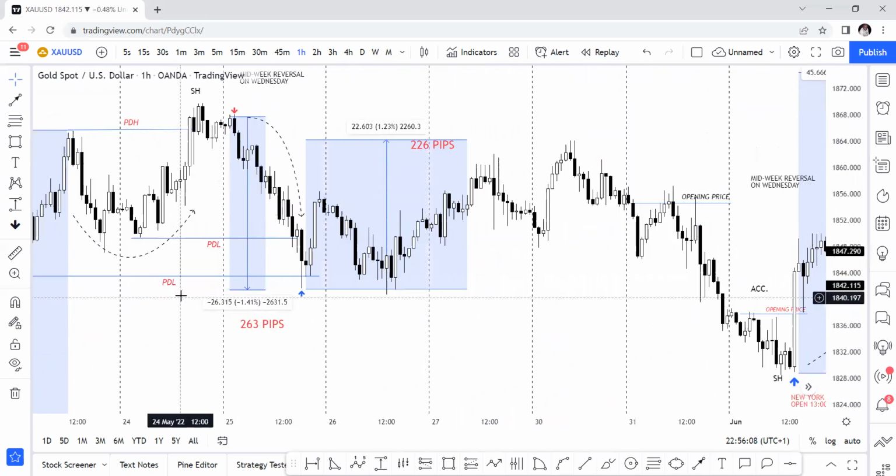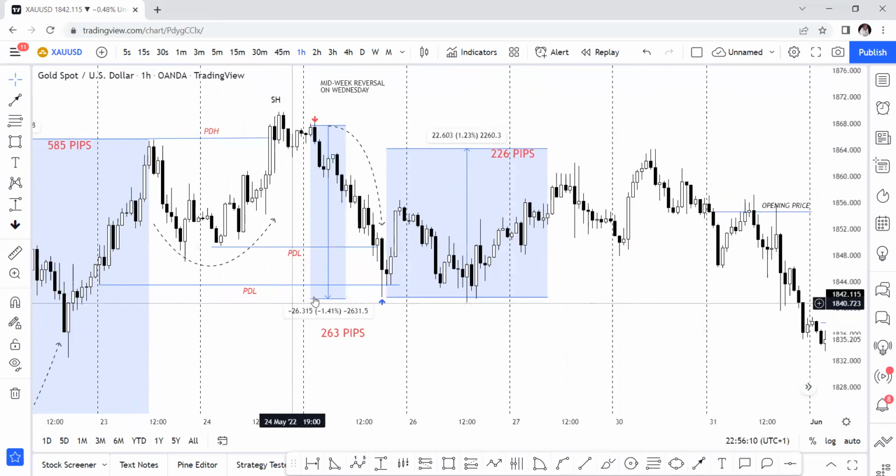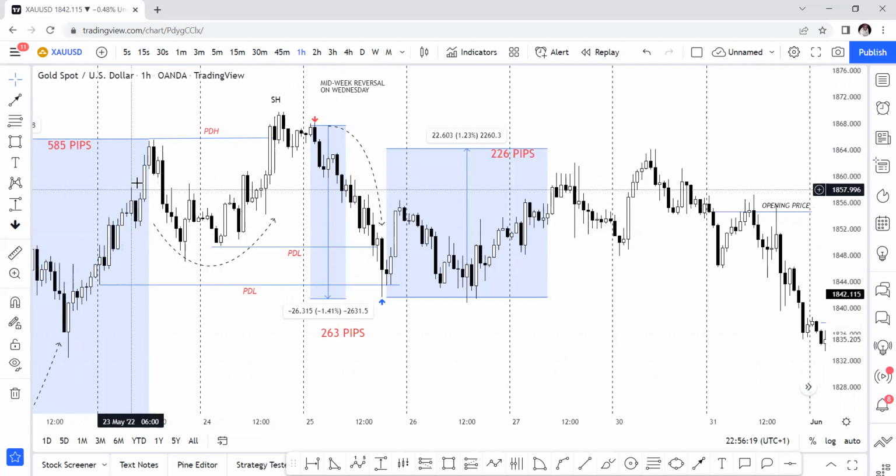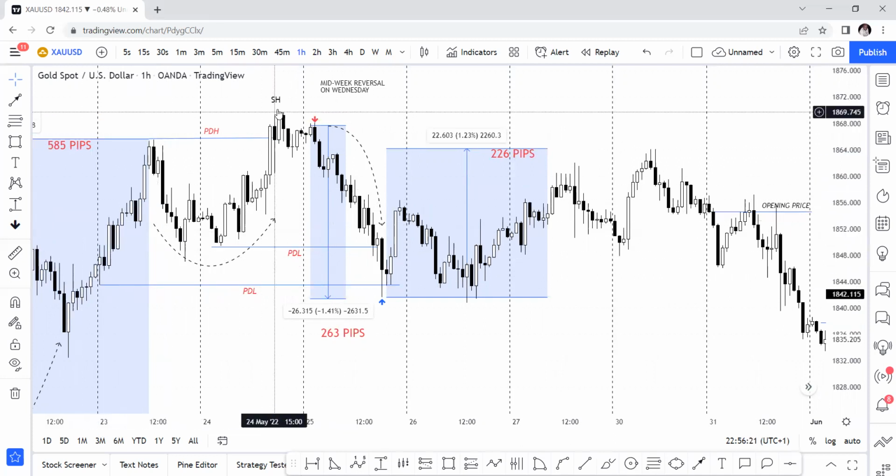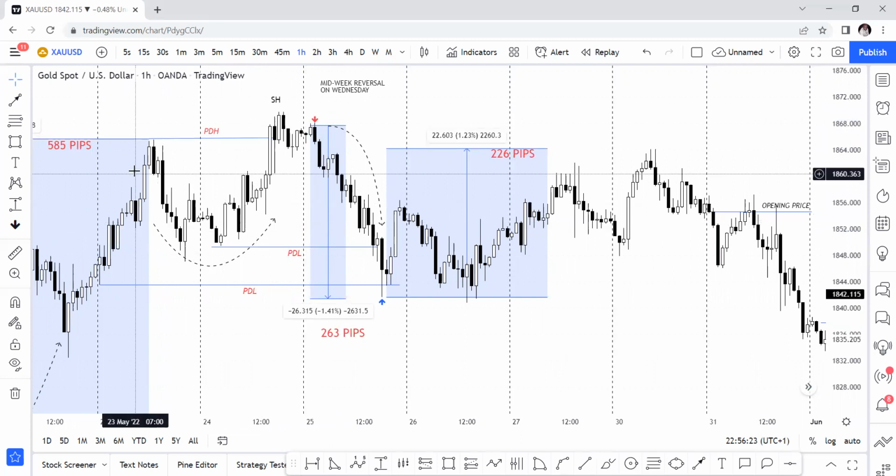So this is on the 25th of May, which is Wednesday. Price has been moving upward. This is a rally. So we have an accumulation zone between Monday and Tuesday. This is Monday. So we have accumulation on Monday.